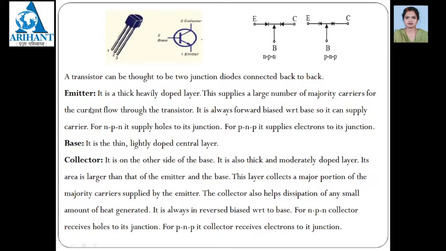Thus there are three ends: emitter, base, collector. The main point is that the emitter gives carriers, meaning it supplies the carriers depending on PNP and NPN. In NPN it supplies holes, in PNP it supplies electrons. The base is the middle junction, very thin and lightly doped. The collector receives the maximum majority carriers supplied by this emitter, so that it can give the output.